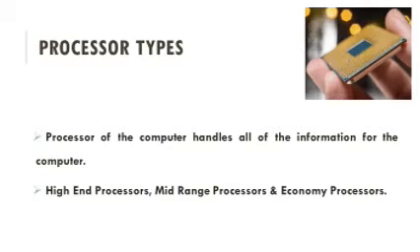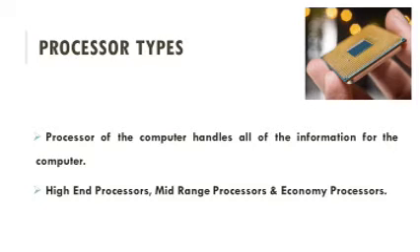The three major classifications of the processors are: the first one is the high-end processors, or the high performance processors. The second one is the mid-range processors, and the third one is the economy level processors. So these are the three major classifications or divisions of the processors.